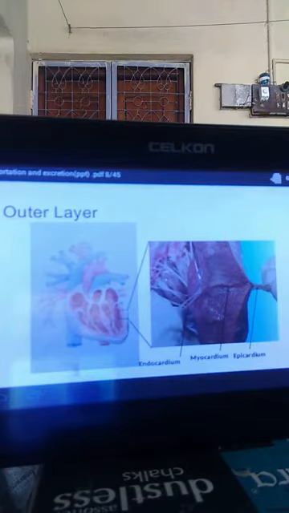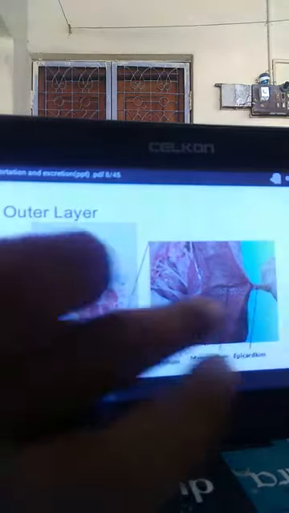Epicardium, myocardium, endocardium. These are all layers of the muscle of the heart, which also help in covering the entire structure of the heart. So remember, pericardium and pericardial fluid are the structures which protect our heart, and epicardium, myocardium, endocardium are the names of the outer layers of the muscles of the heart.